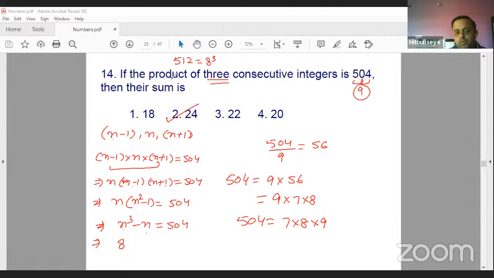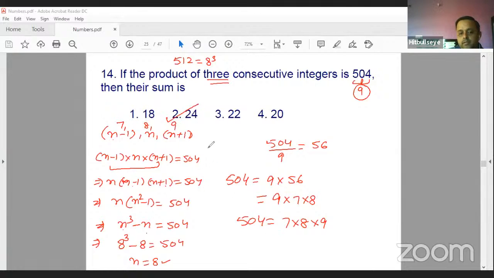Now think, I told you that thing about a perfect cube which is close to 504, and if you know about the cubes, you will find that 512 is the perfect cube of 8. So that means this is nothing but 8 cube minus 8, which is 504. So the value of n comes out to be 8. So if the value of n is 8, this number will be 8 minus 1, 7. This is 8. The next one would be 8 plus 1, 9. So numbers are 7, 8, and 9.